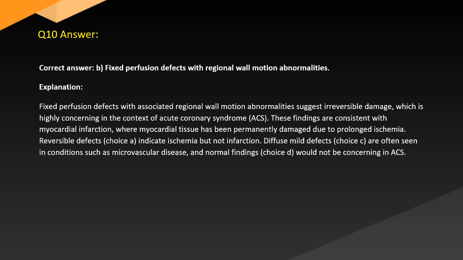Answer. Correct answer: B. Fixed perfusion defects with regional wall motion abnormalities. Explanation. Fixed perfusion defects with associated regional wall motion abnormalities suggest irreversible damage, which is highly concerning in the context of acute coronary syndrome (ACS). These findings are consistent with myocardial infarction, where myocardial tissue has been permanently damaged due to prolonged ischemia. Reversible defects indicate ischemia, but not infarction. Diffuse mild defects, choice C, are often seen in conditions such as microvascular disease, and normal findings, choice D, would not be concerning in ACS.